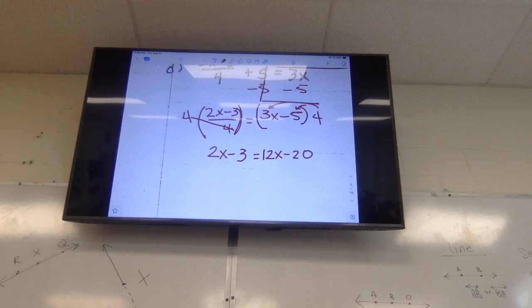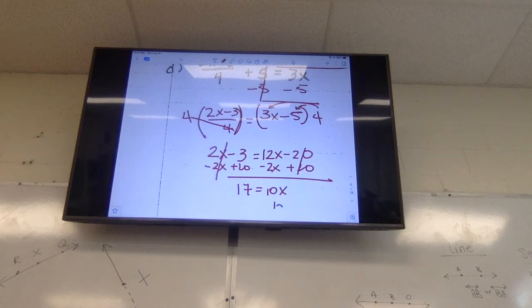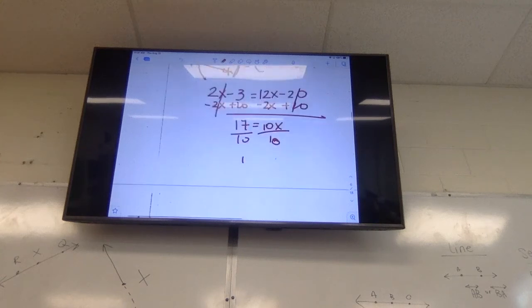Now I'm going to combine like terms. So I'm going to minus 2x and I'm going to add 20. So I get 17 equals 10x. And then just divide by 10. I'm just going to leave it as 17 over 10 because I'm too lazy to get my calculator out. But if you want to get your calculator out, you can give me a decimal for that. That's fine.